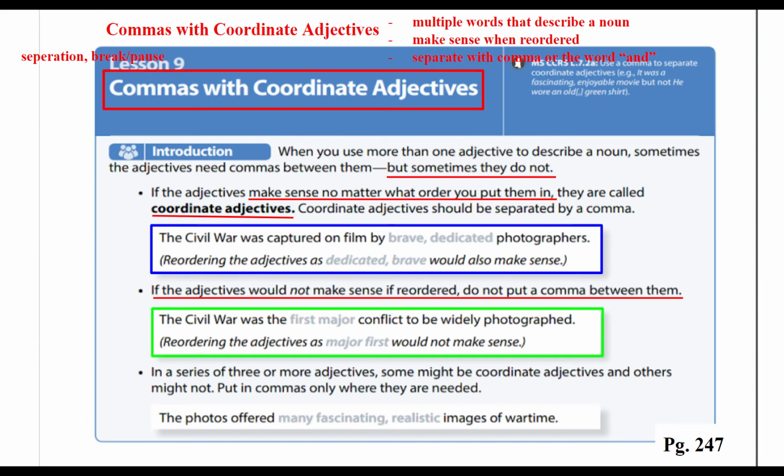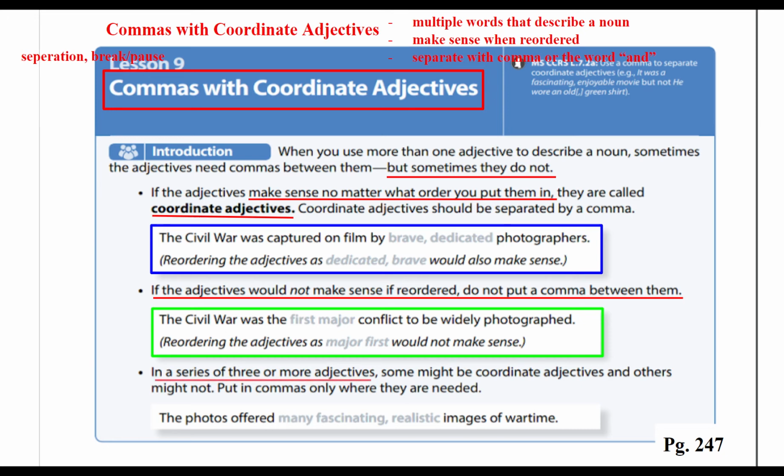The Civil War was the first major conflict to be widely photographed. So we have our adjectives, first and major, they are describing the conflict, right? But you can't reverse the order of those words. It doesn't make sense. So it would be, the Civil War was the major first conflict to be widely photographed. That doesn't make sense. So we know these are not coordinate adjectives, and because they are not coordinate adjectives, they don't need a comma. We can leave it out and be perfectly fine.